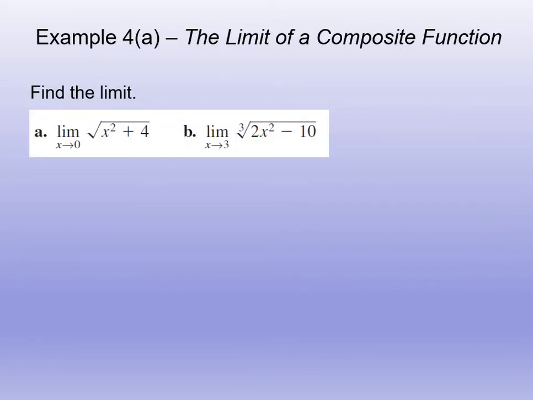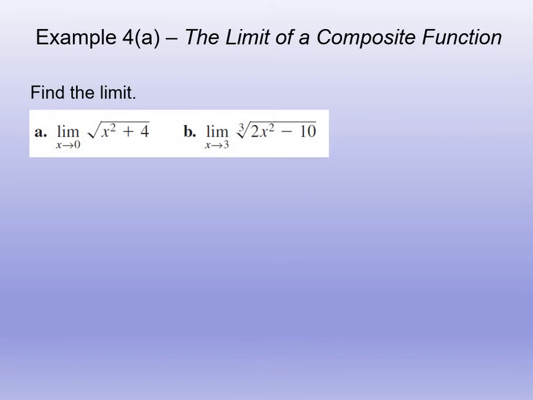We have two different composite functions. It may not look like a composite function to you, but it is. There's a function of x squared plus 4, and then we're taking that x squared plus 4 and putting it into the square root function. So it's not an f of g of x or g of f of x scenario, but it is a composite function. Same with the other one: we have 2x squared minus 10, and we're taking the cube root of it, a composite function as well.